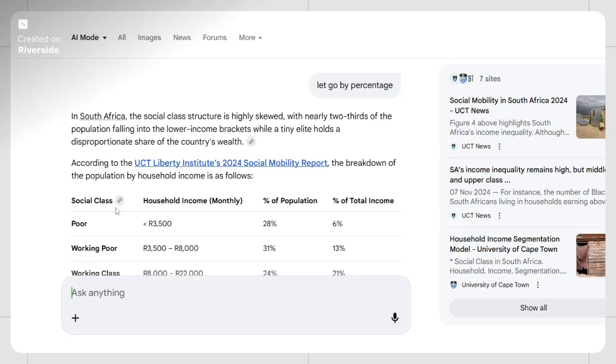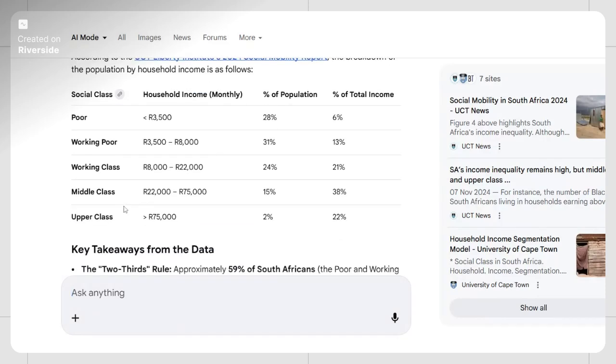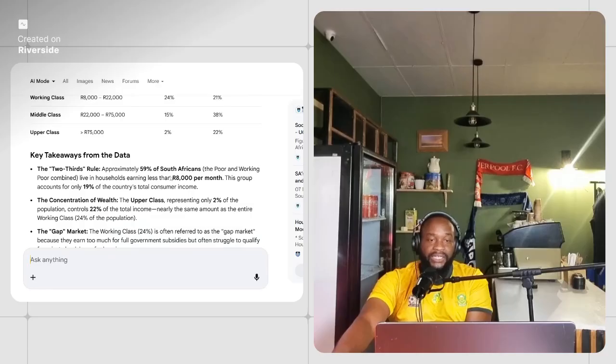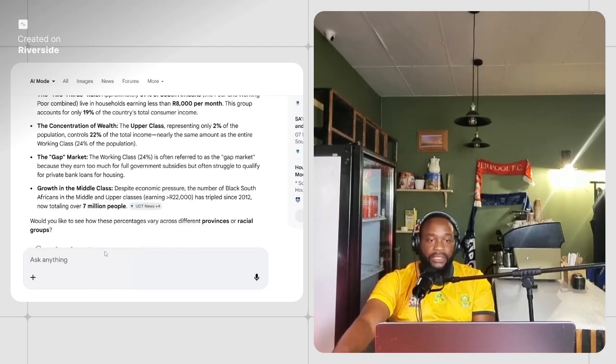According to the data, 28% of the South African population are poor. Working poor is 31% of the population. The working class is 24% of South Africans. Then we've got 15% middle class, 2% upper class, and 1% elite. So let's go to the elites.